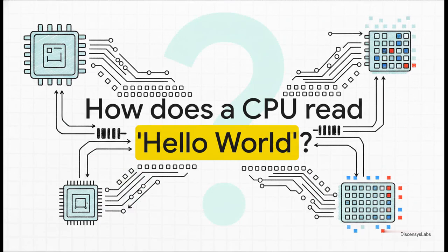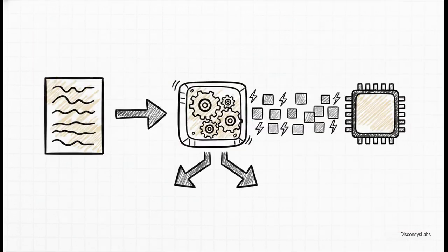So I want you to think about this for a second. How does a simple text string, something as basic as hello world, actually force physical microscopic transistors to fire in a highly specific sequence just to light up the pixels on your screen? It's crazy when you think about it. It's this incredibly complex translation journey, and it's happening billions of times a second on the very device you're watching this on right now. Okay, let's dive into this.